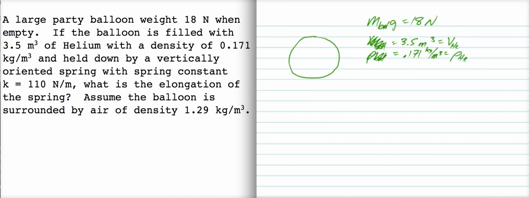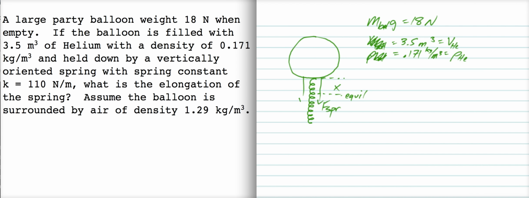Okay, and then it's held down by a vertically oriented spring with a spring constant, and the spring is elongated. So here's our spring, and it has been elongated by some amount x. Here's the equilibrium. So that means that there's a spring force that points down. The spring force is trying to restore the spring to equilibrium.